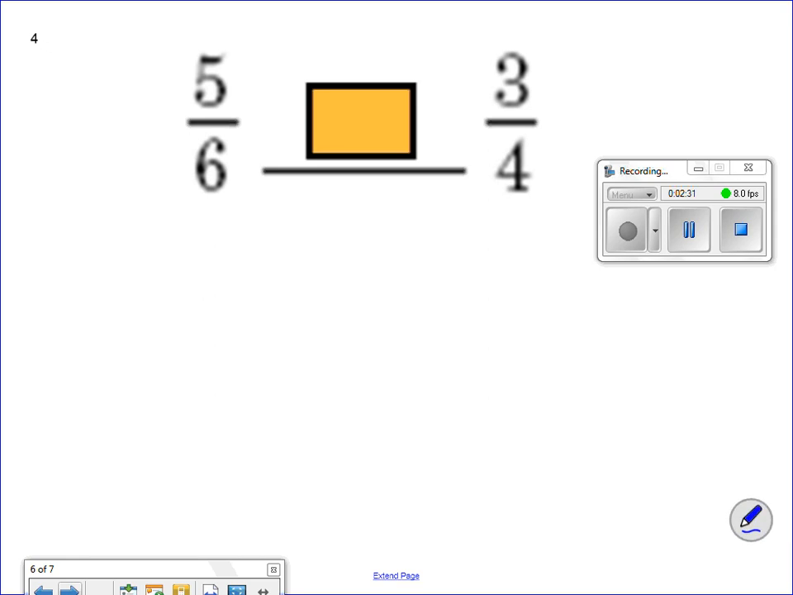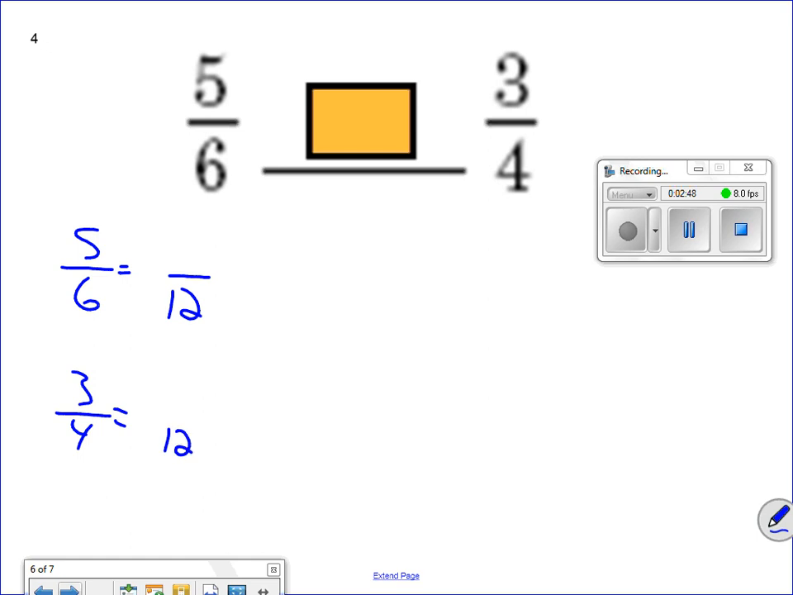Another problem, we have 6 and 4. 4 can't go into 6. They both go into 12, though. You're right, they both go into 24 as well. Either one works. Let's put them both into 12. 5/6 into 12. 3/4 into 12. 6 times 2, 5 times 2 is 10. 4 times 3, 3 times 3 is 9. 10 is larger than 9, which means 5/6 is greater than 3/4.